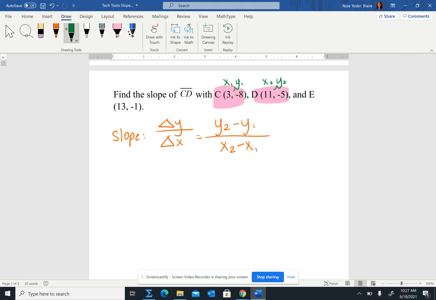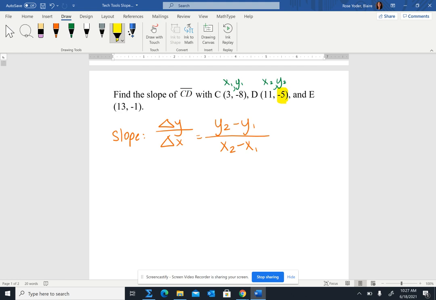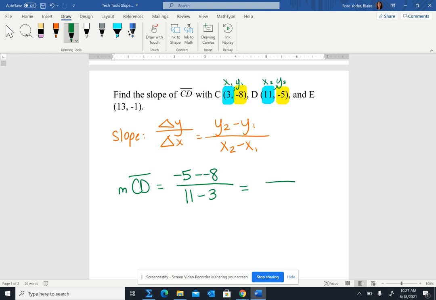The order doesn't actually matter as long as you're consistent, but let's just stick with this formula for now and do y2 minus y1. So this is slope. We use a little m for slope. So the slope of CD is y2 minus y1 over, and then we're going to do x2 minus x1. Be really careful subtracting here with all these negatives. -5 minus -8 is +3. You can always use a calculator to double check your arithmetic just to be sure. And then 11 minus 3 is 8.